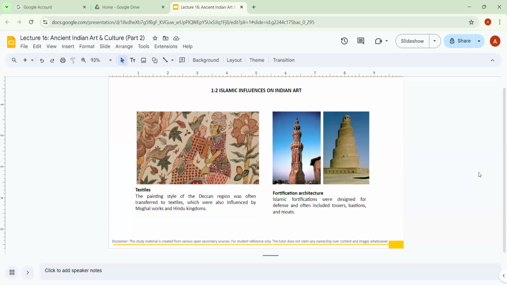Islamic fortifications were designed for defense and often included towers, bastions, and moats. Fortification means a huge wall that is constructed around a castle or a fort to protect it from enemies.